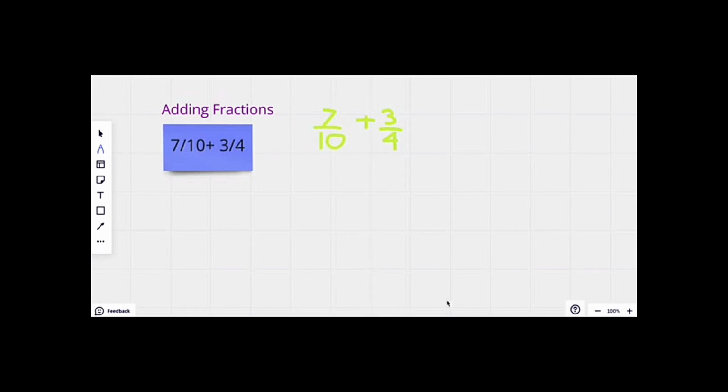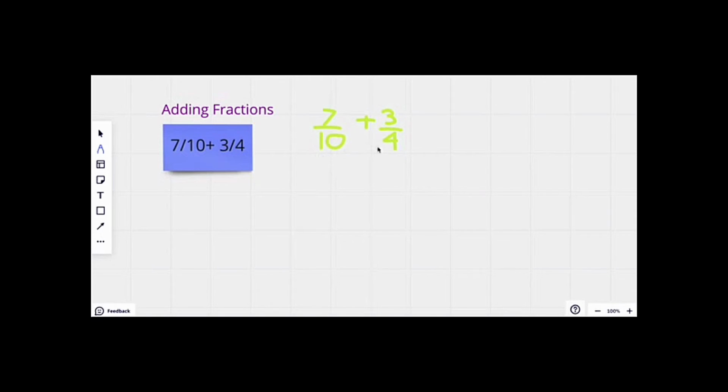Okay, so once again, what do we look at first? We look at the denominators. Are they the same? No, they're not the same. So can we add already? No, we can't add because they both need to have the same denominator before we start doing any adding. So why don't we do that? We need to find a denominator that we can use so that we can start adding.